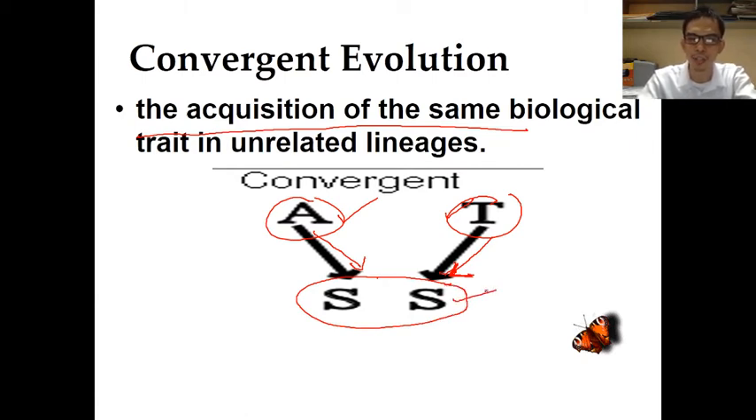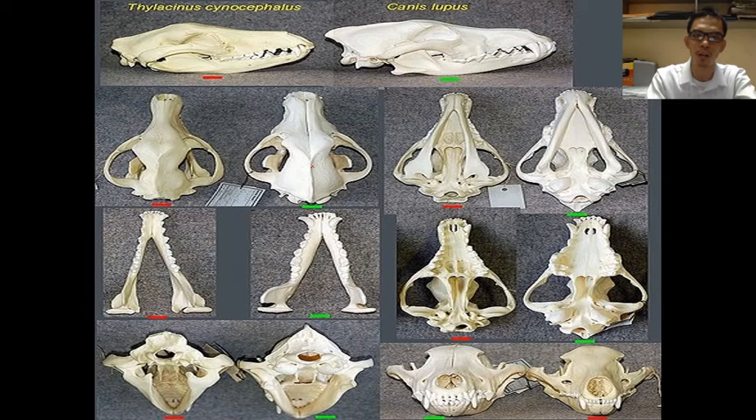So this is what they call convergent evolution, with unrelated lineages. An example of convergent evolution is the wolf. The wolf is a placental mammal. And the Thylacinus, or Tasmanian devil, which is already extinct, is a marsupial mammal.